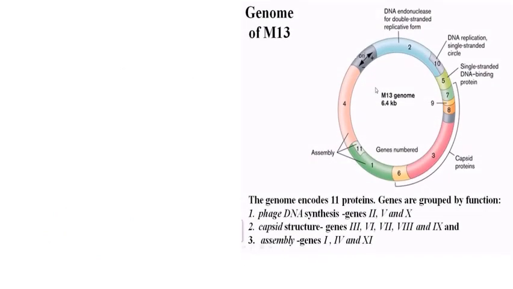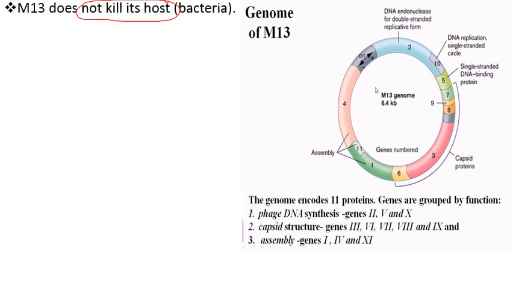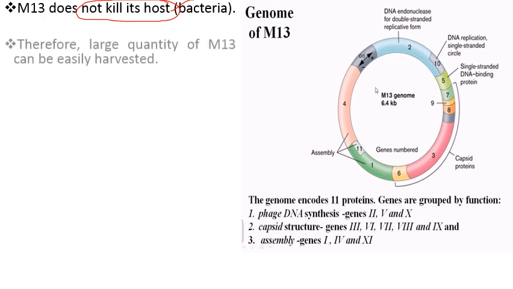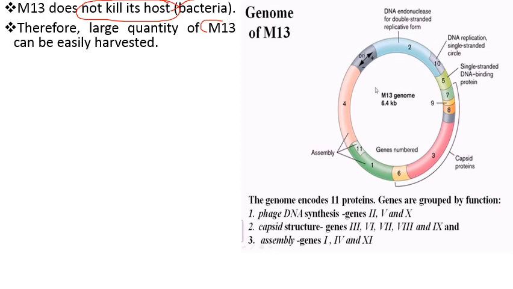The most important feature of this bacteriophage is that it does not kill its host cell. ये अपने host को kill नहीं करता है, so we can produce a huge number of progenies from a single bacterial cell. So therefore, large quantity of M13 bacteriophage can be easily harvested, along with our gene of interest.